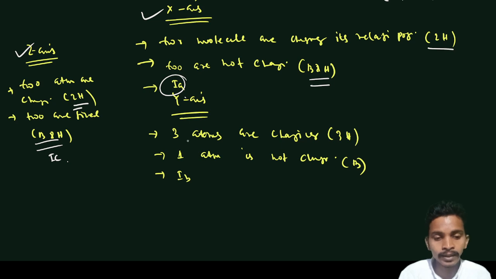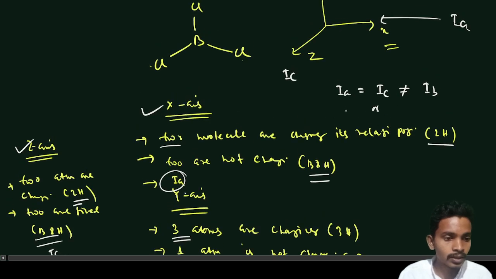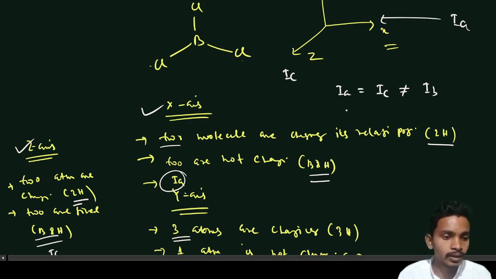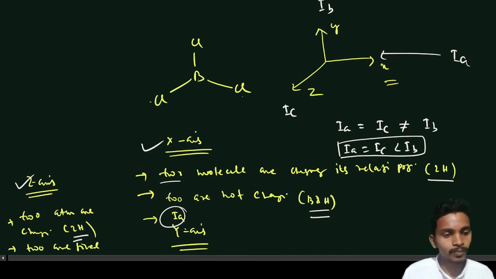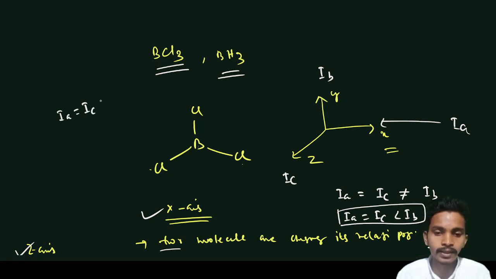It means that here I need more force, because here three atoms are changing, here two. So this IB is also, I can say IA equals IC, and IB is greater than both of these. So what we found is that for BF3 and BCl3 type molecules, IA equals IC and that is less than IB.